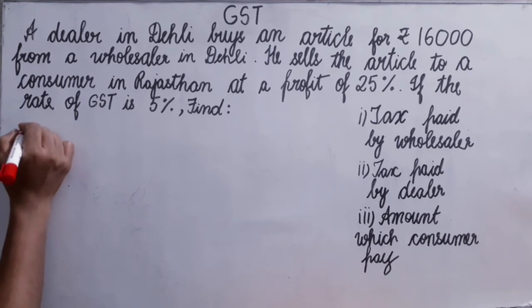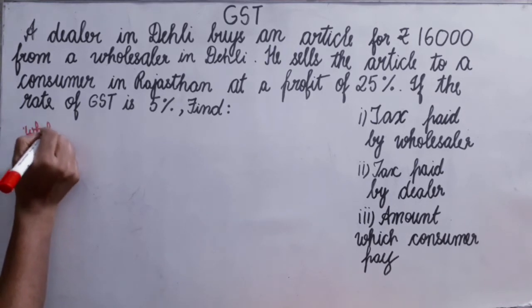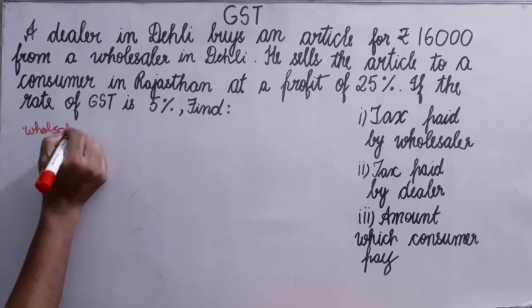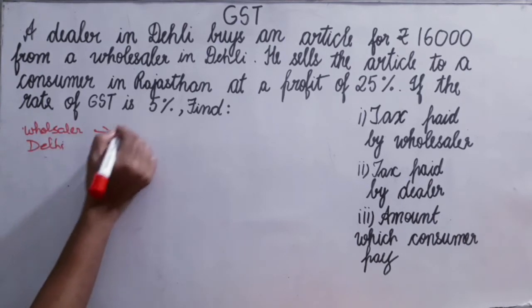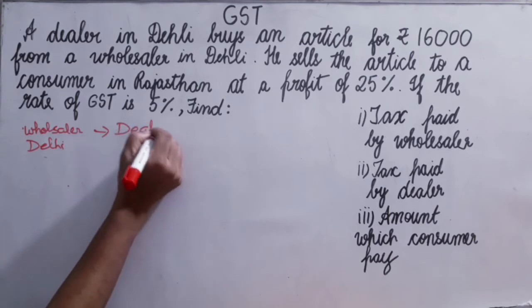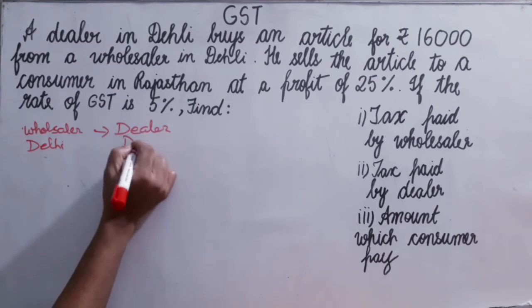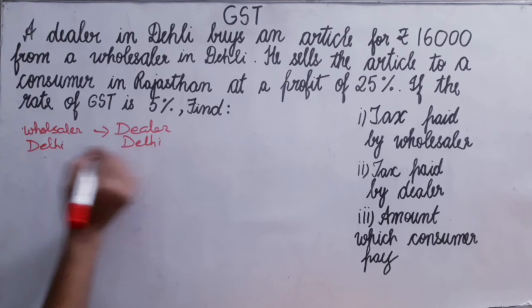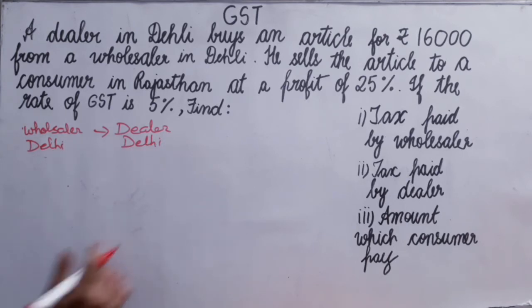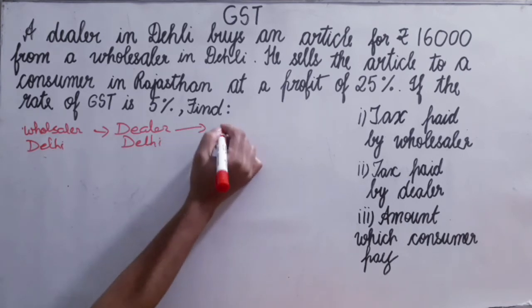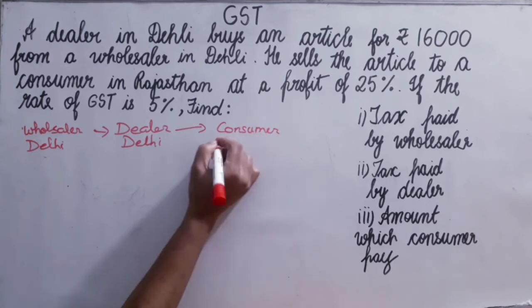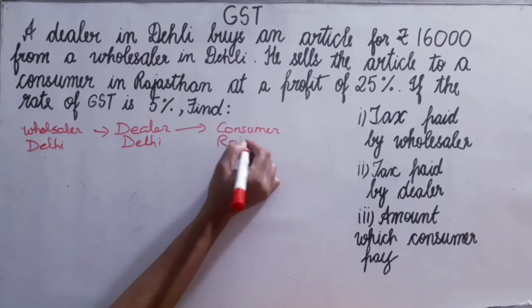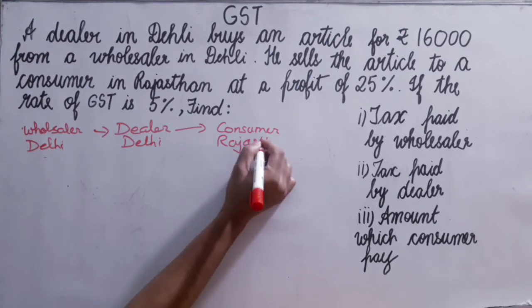We have the question here: a dealer in Delhi buys an article for 16,000 rupees from a wholesaler, and the wholesaler is also in Delhi. So, here you have a wholesaler, he is in Delhi. Now, he is giving to a dealer who is also in Delhi. So, the transaction is intrastate. Now, he is giving to a consumer. Now, the consumer is in Rajasthan.